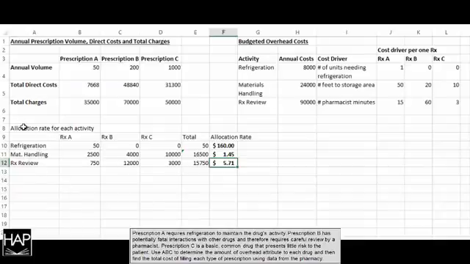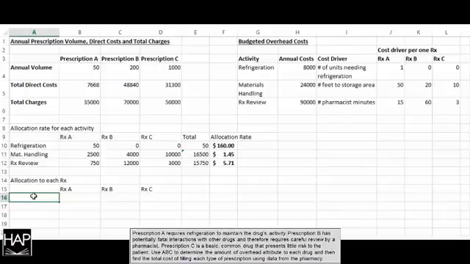So now that I have the allocation rates, I can find out what the overhead allocated to each prescription is. So when allocating these amounts to each prescription, I'm going to be taking the allocation rate that we determined per unit multiplied by the cost driver for that activity, or rather the activity data.